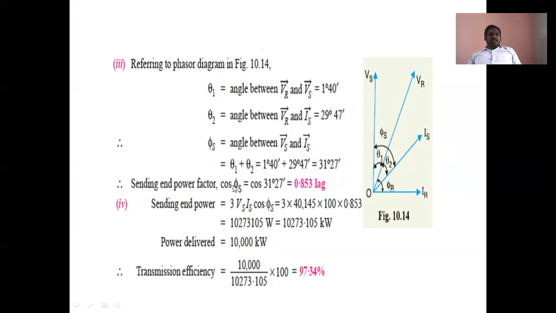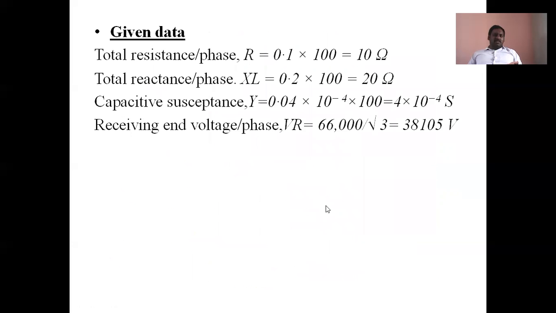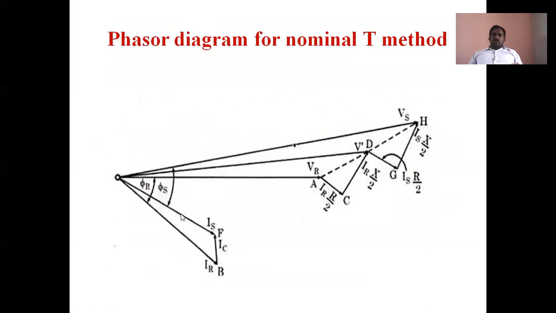Is it the sending end power factor cos phi s? Right. How to calculate this? If you observe, theta 1 is nothing but the resultant here, so then we can do the triangle. From the triangle we can calculate the phasor diagram. We have all these things. Phi r, phi s. So this is theta 1, Vs and Vr, and this is theta 2, Vr and Is. So from that we can calculate theta 1, theta 2, no problem.